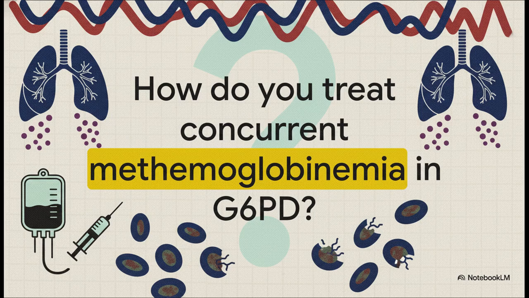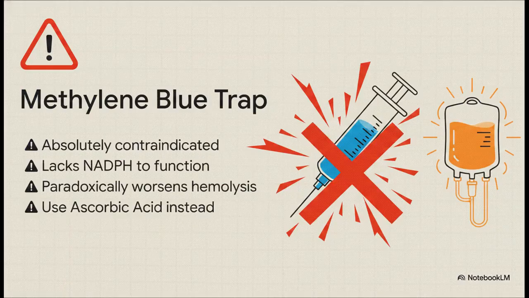Great, but you also happen to know or strongly suspect that they have G6PD deficiency. What's your next move? I'll tell you what your move isn't. Do not give methylene blue. It is absolutely contraindicated. In a typical patient, sure, methylene blue cures methemoglobinemia, but it relies entirely on NADPH to do its job. A G6PD deficient patient simply doesn't have enough NADPH.